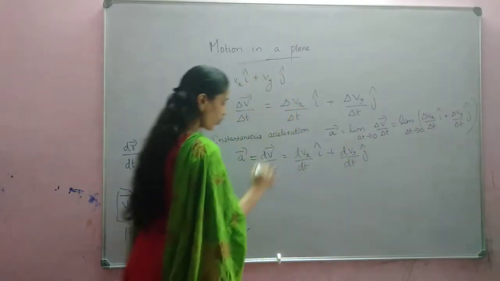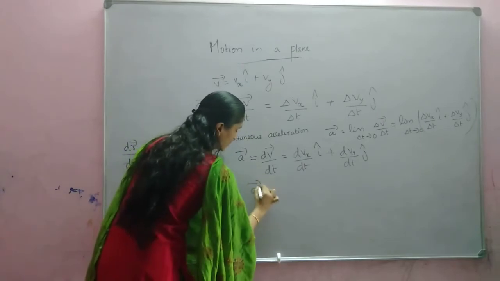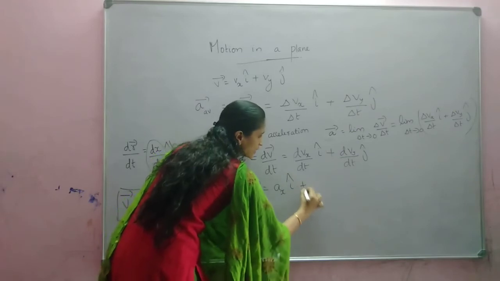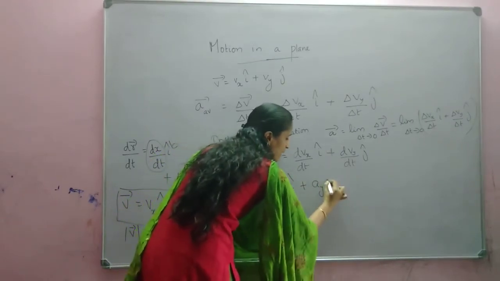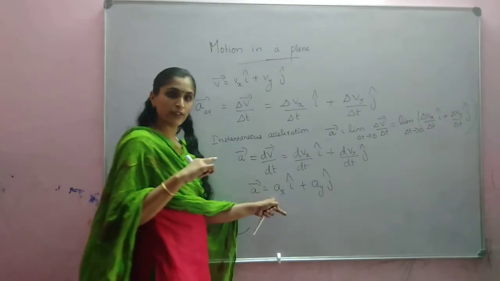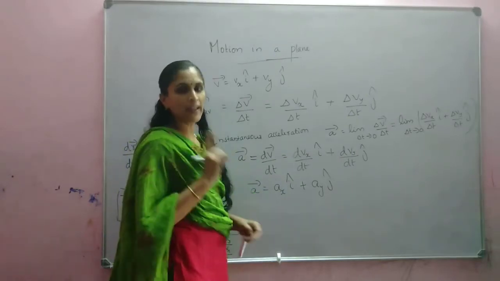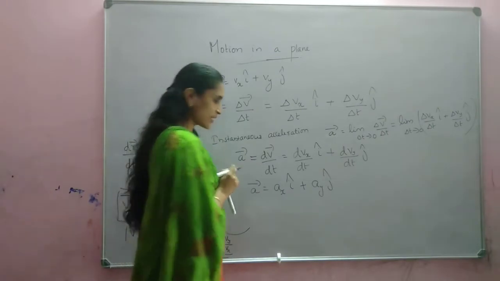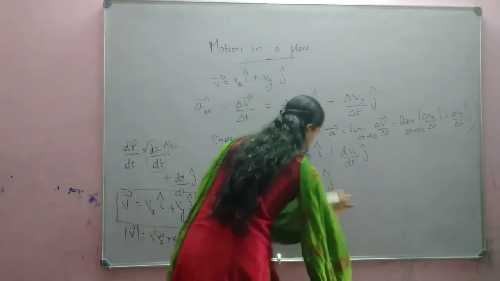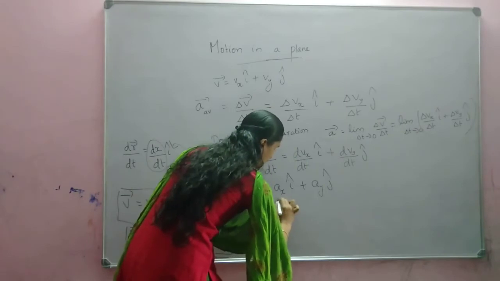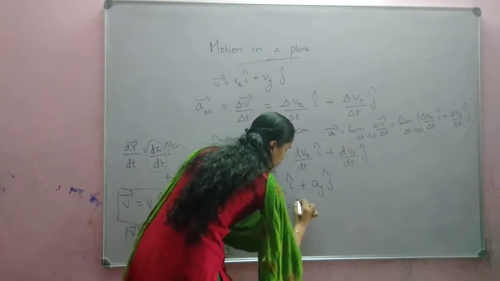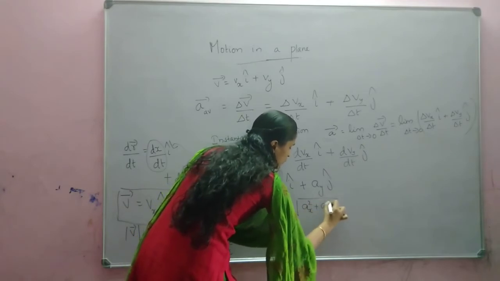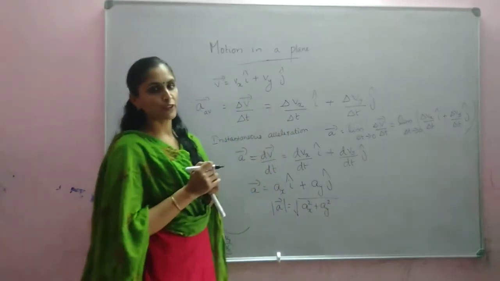j cap. Or we can write acceleration as its components, no? So ax i cap plus ay j cap, where ax is the x component of acceleration and ay is the y component of acceleration. And how can we find the magnitude of the acceleration vector? Same procedure we discussed. The modulus of the acceleration vector can be found as root of ax square plus ay square. We can find the magnitude of the vector.